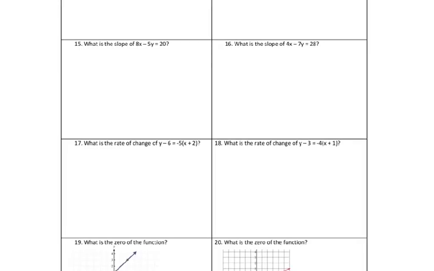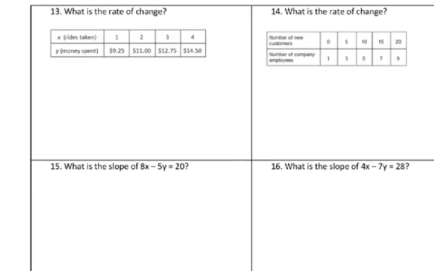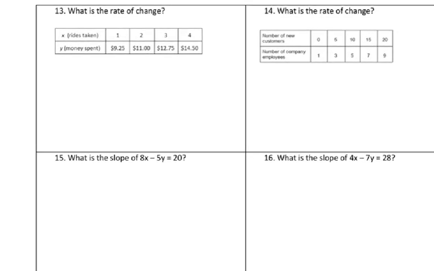Page 3. All right, now we're in the fun stuff. Okay, number 13. What is the rate of change? Remember, rate of change is a fancy way of saying the word slope. The slope of the line, you just did it. The slope is the rise over run. So the slope is your change in y values over the change in x's.